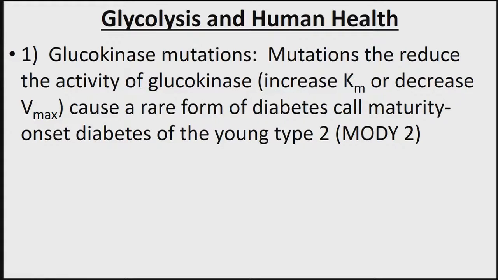Hexokinase is the version that's present in all of your tissues, with the exception of the liver. The liver has this special one, glucokinase. And remember that glucokinase dealt with large volumes of sugar, right?